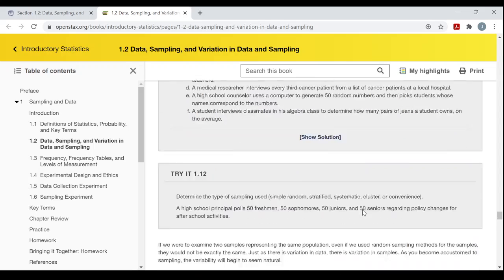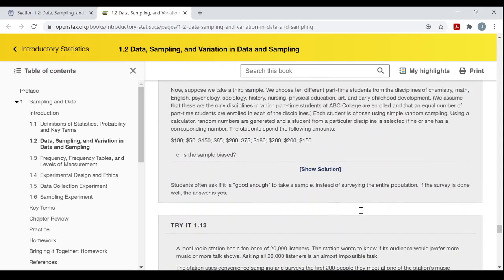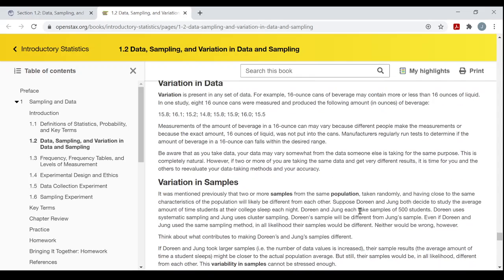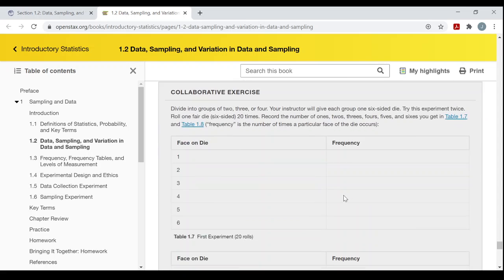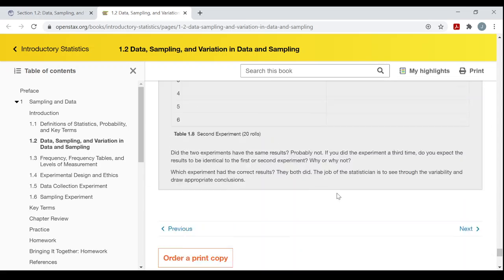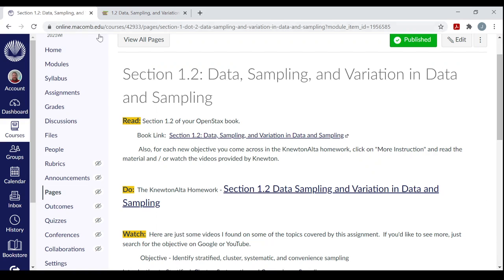Again, you don't have to do all this. Just at least read through the section, variation in data. This is a much longer section, as you probably already noticed, than section 1.1. I'll leave that to you. And of course, do the KnewtonAlta homework, and here's a link to the KnewtonAlta section 1.2 homework.